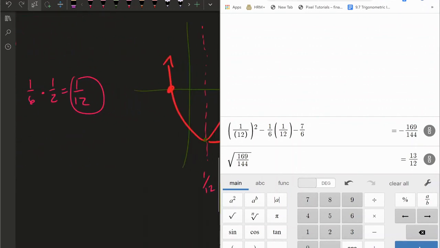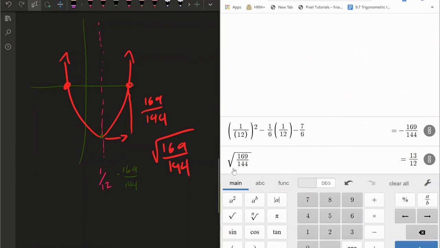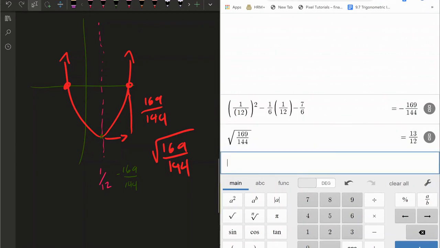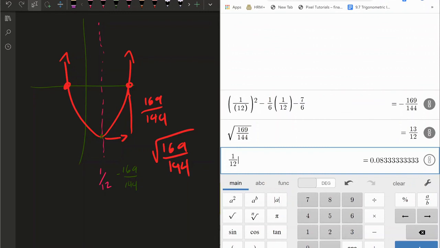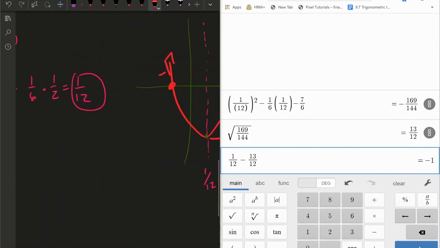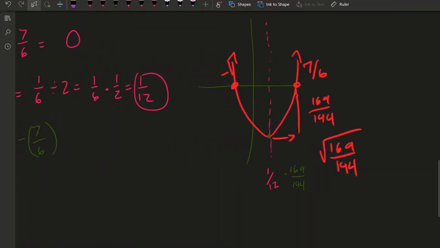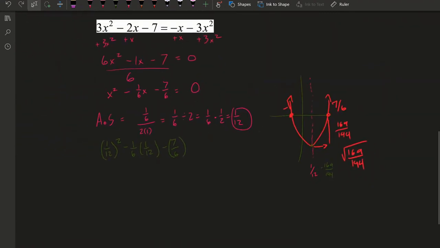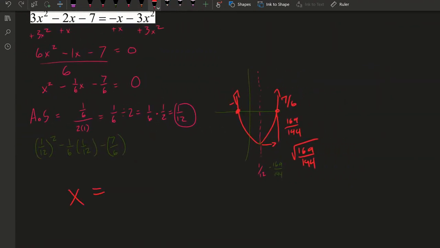So knowing that from my picture right here, I'm going to start at 1/12, and then I'm going to go right 13/12. And that's 1.1667. Let's change that. That's 7/6. And then I can just go over here and say to go to the left, let's make that a subtraction sign, and that one is at -1. So my answer to this, all said and done, is x is equal to -1 or 7/6.